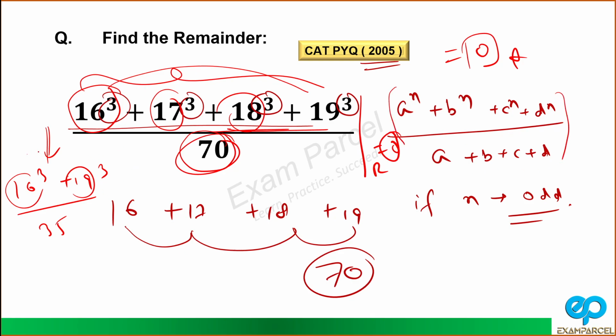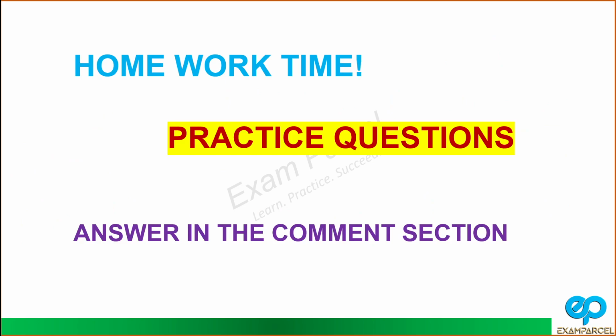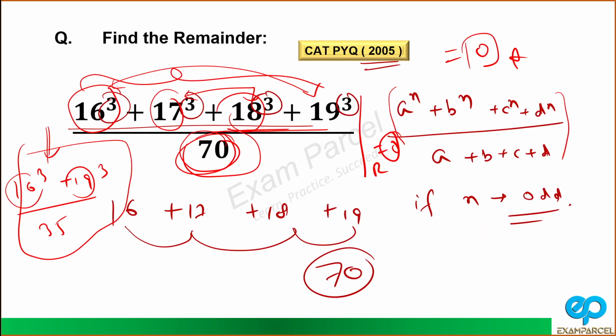Obviously you can find the remainder as 0 by using this method also, that you form two groups, 16 and 19, 17 and 18, so you are able to prove that this is divisible by 35. But one more thing you have to prove is that this is divisible by 2 as well. So we'll have to prove that the big number being written in the numerator is nothing but an even number. That is a slightly tricky part. I hope this whole concept of a raised power n plus b raised power n and a raised power n minus b raised power n is clear to you.